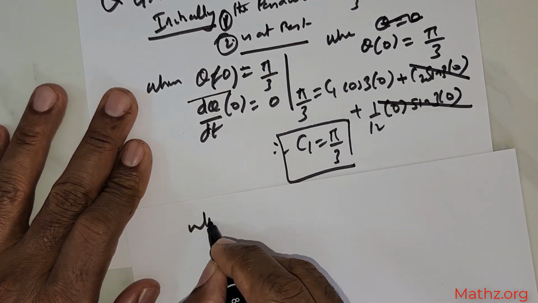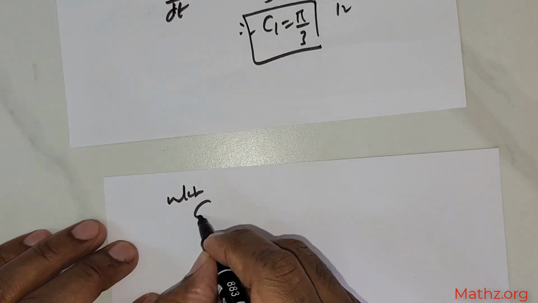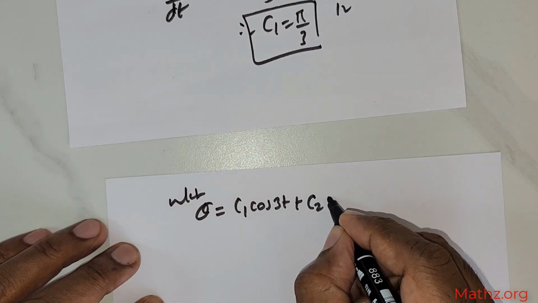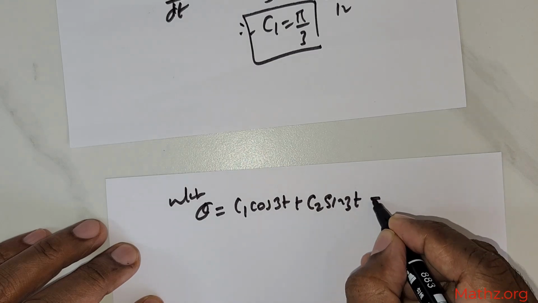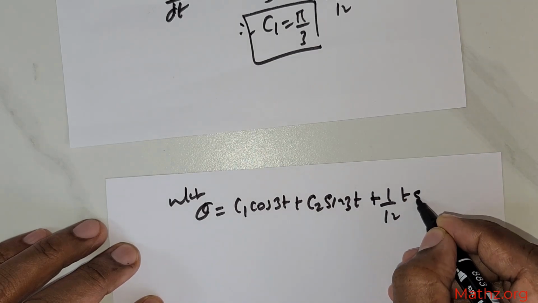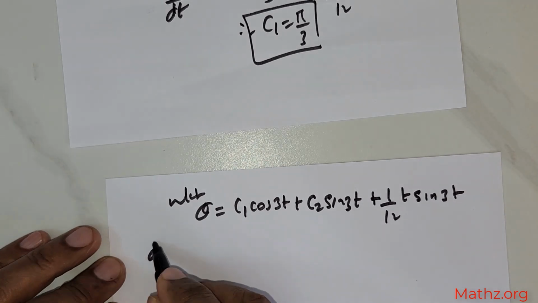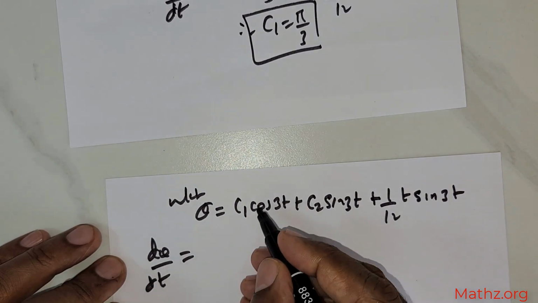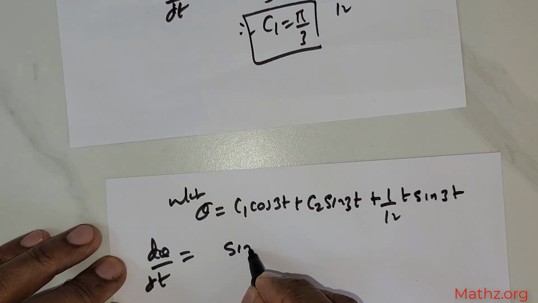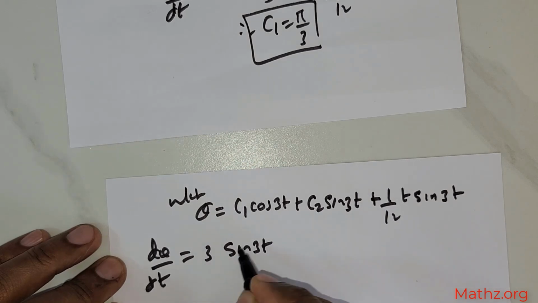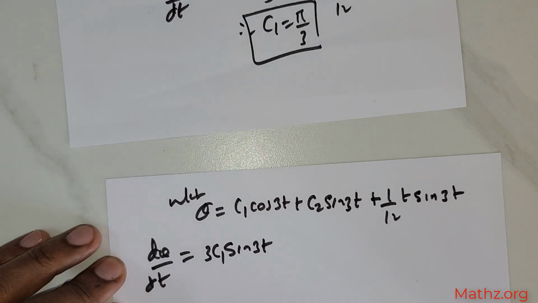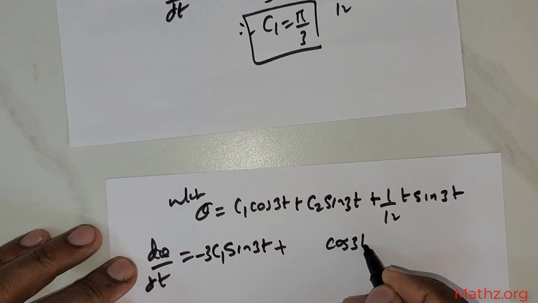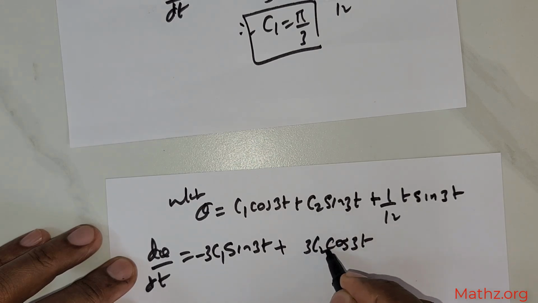So what do we know? We know that theta is equal to c1 times cos 3t plus c2 times sin 3t plus 1 over 12 times t times sin 3t. So d theta over dt is equal to, differentiate this, you get sin 3t times 3, there's a c1 there, but you need to have a negative sign. Differential of this is cos 3t, 3 is there, and you have a c2.